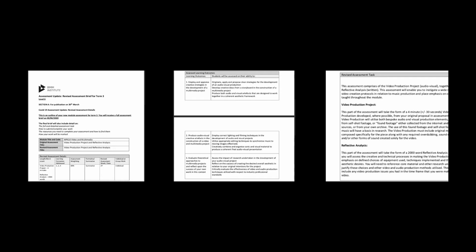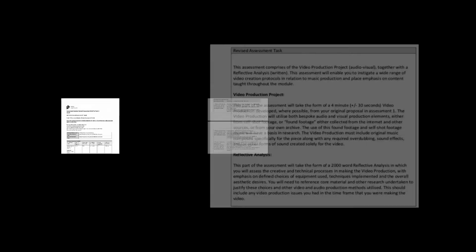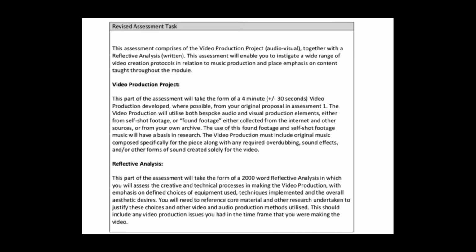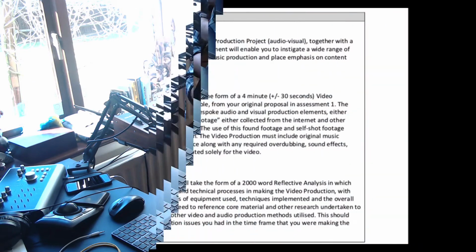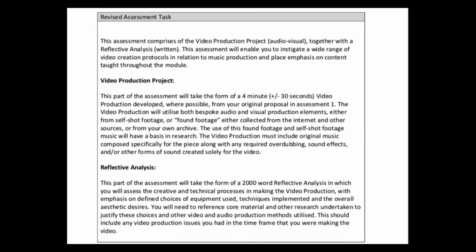Woohoo! The other one is in the revised assessment task, and here it's the wording. The video production will utilize both bespoke audio and visual production elements, either from self-shot footage or found footage, either collected from the internet and other sources or from your own archive. Essentially this means that if you are unable to shoot the video that you proposed and planned in the A1, you can now change that, or you can exclude the self-shot footage that you had planned and replace that with found footage, and there's no penalty to this. Apart from this, there are no other changes to the assessment.